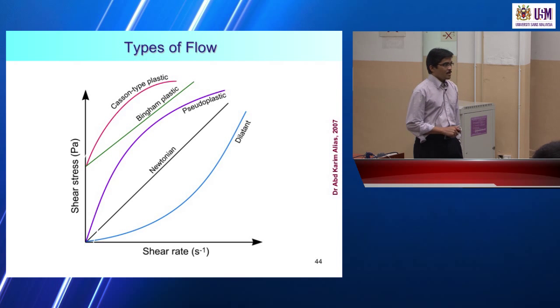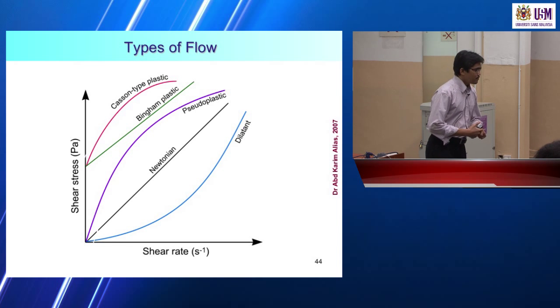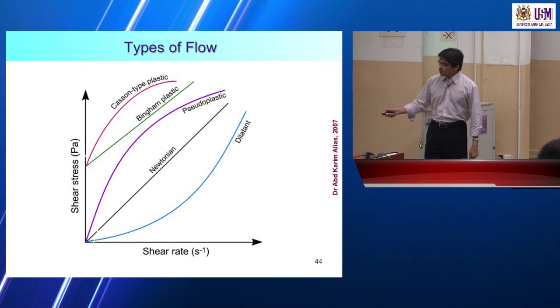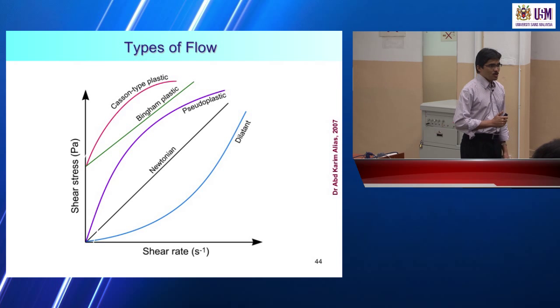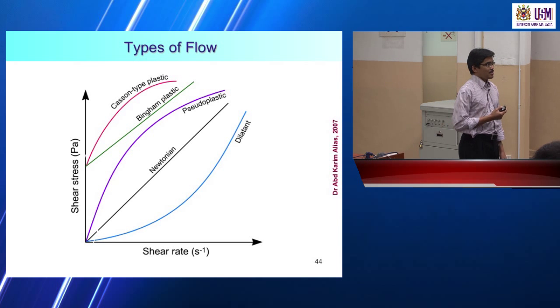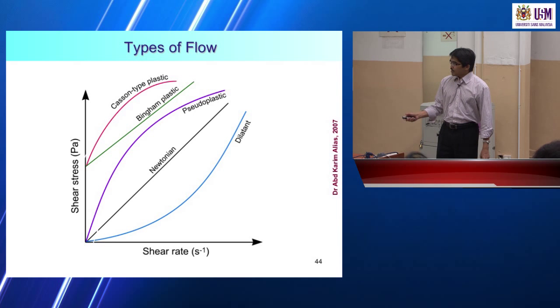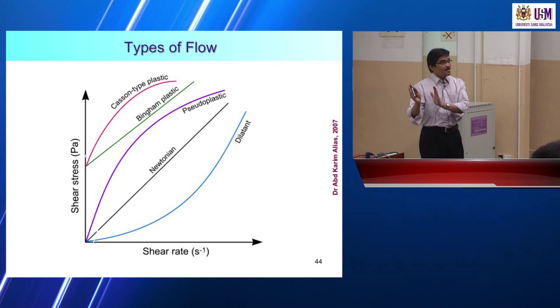This type of flow behavior is called Newtonian. What is the meaning of a straight line? It goes through the origin. So if we write an equation for this one, it would be y equal to mx, where m is the slope. That's the simplest equation to describe this straight line. Meaning that when we increase the shear rate, there will be a proportional increase in shear stress. So there's a proportional, direct relationship.